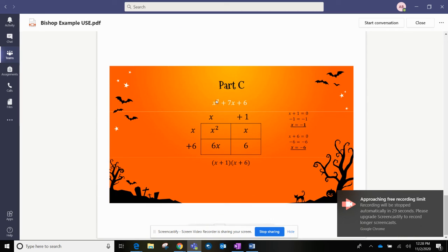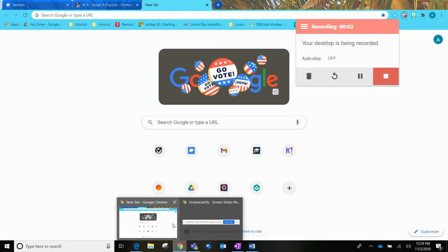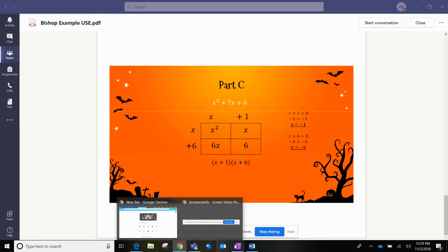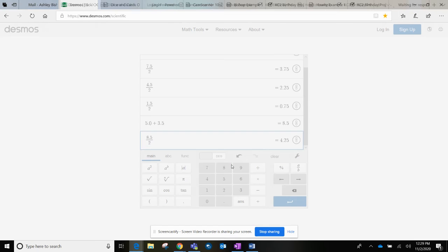And then part C, I took my equation that I now had, I factored it, and I set each one of my factors equal to 0 to find the zeros. And you will do all of this work on your GoFormative. So please check out the GoFormative for where you're going to put your stuff.